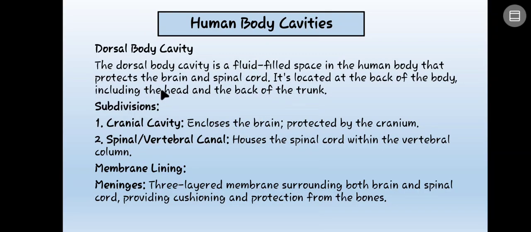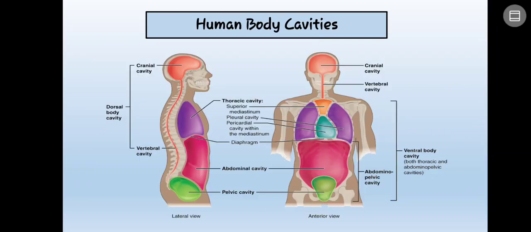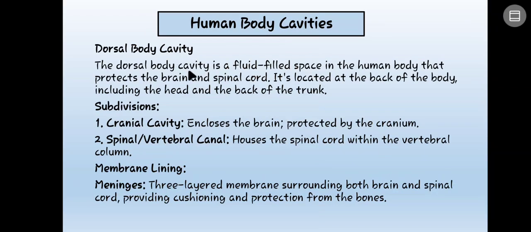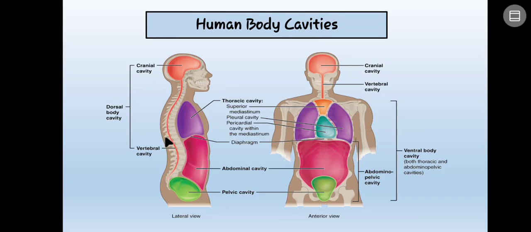So we now know the dorsal body cavity. The dorsal body cavity is a fluid-filled space in the human body that protects the brain and the spinal cord. So this is the dorsal body cavity. It is a fluid-filled space in the human body that protects the brain and then the spinal cord. So the dorsal cavity actually houses the brain and the spinal cord.